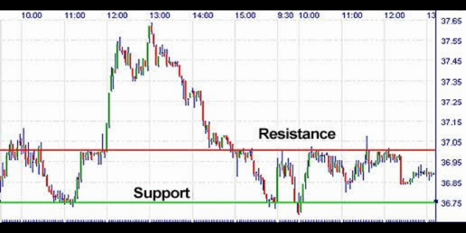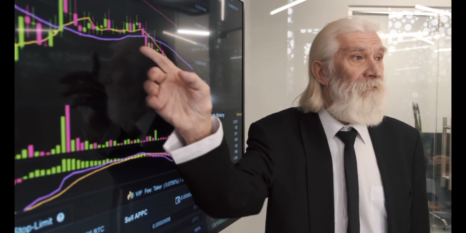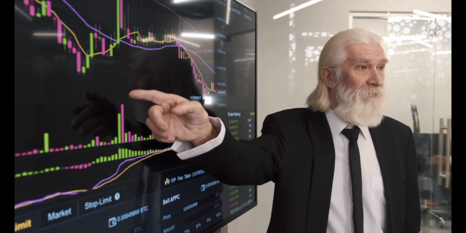Characteristics. As the price approaches a resistance level, there is often an increase in selling activity as traders perceive the asset as overvalued. Resistance levels can be identified using trend lines, historical highs, or psychological price levels. If a resistance level is successfully breached, it may turn into a support level, signifying a potential change in trend direction.